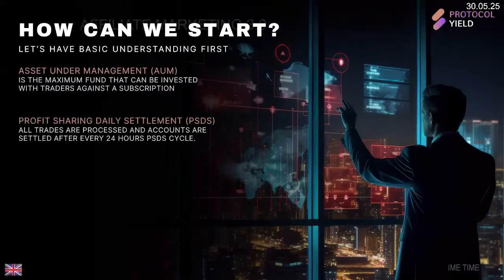Then you have the PSDS cycle. So the universal time for this PSDS cycle is 18 hours UTC. It's a 2-hour cycle every 24 hours where all the trades are processed and accounts are settled. So it's a T+1 format. That means if you are investing before the PSDS cycle, your funds will only be allocated after the PSDS cycle. It doesn't start instantly.